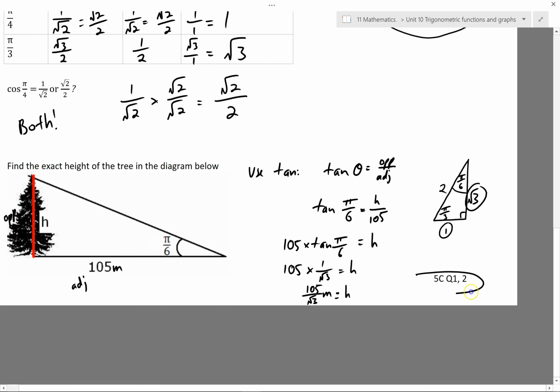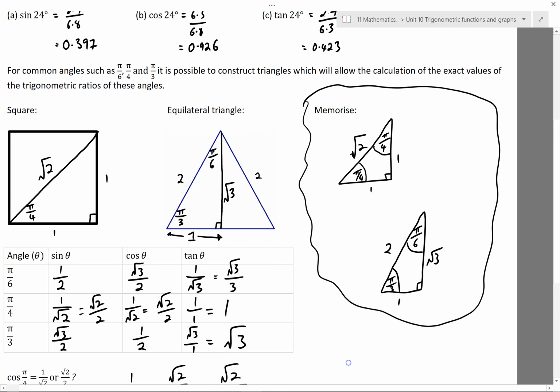Okay, so from here, have a go at practicing finding these exact values. I think there's some in degrees, some in radians. But remember, all you need to do is memorize these two triangles and you're on your way.